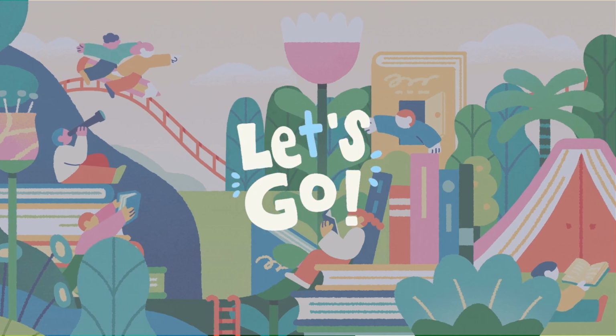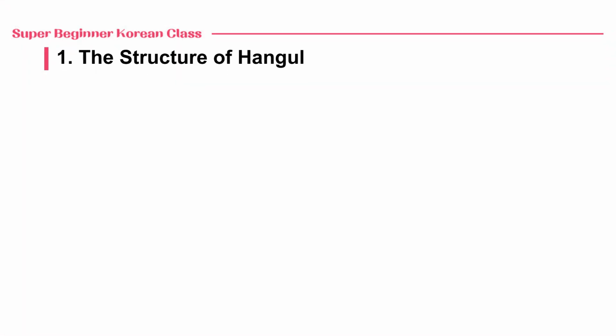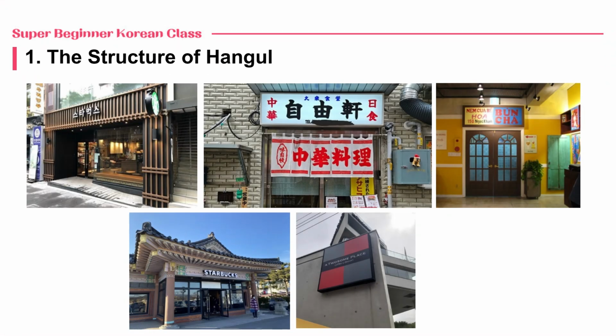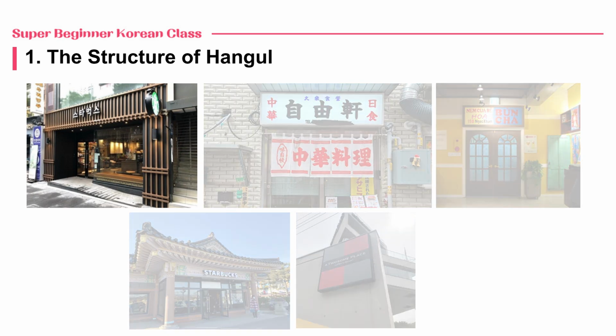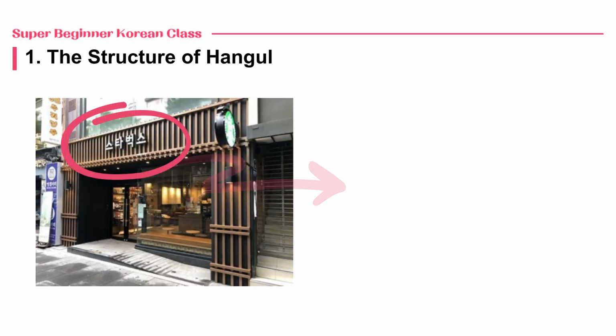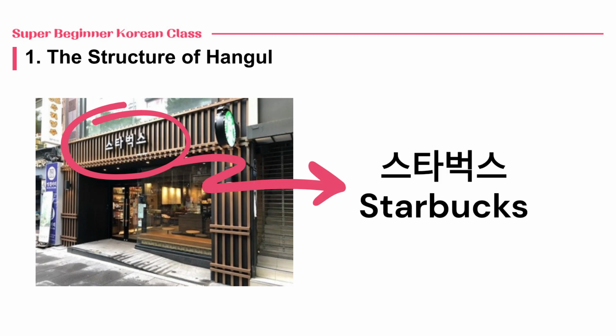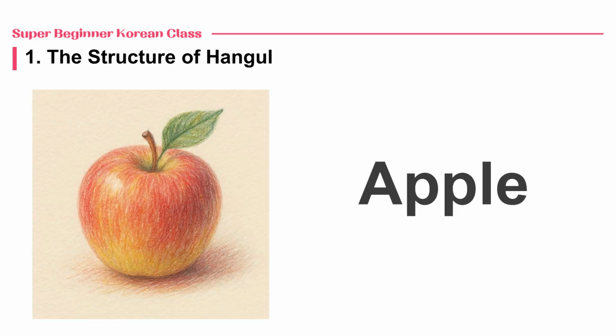Let's get started! Look at the screen carefully. Which one do you think is written in Hangul? Take a guess. The answer is this one. This is Hangul, but it looks a little different from English, right? Why is that? In English, words are written left to right in a straight line, like apple.